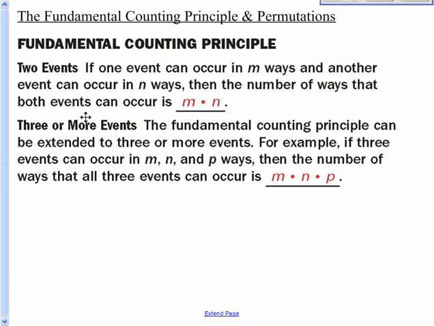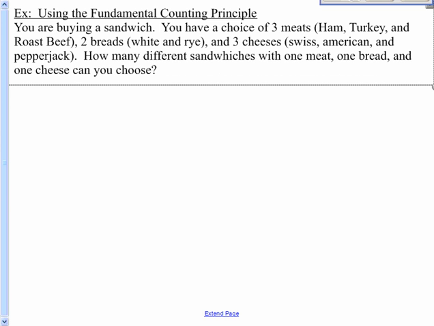So here's officially the fundamental counting principle. If you've got one event that can occur in m different ways and another event that can occur in n ways, then the total number of ways that both events can occur is m times n, and you can expand this to 3 or more events. If you have another event that can occur in p ways, it'd be m times n times p. I think this is best illustrated with an example here.